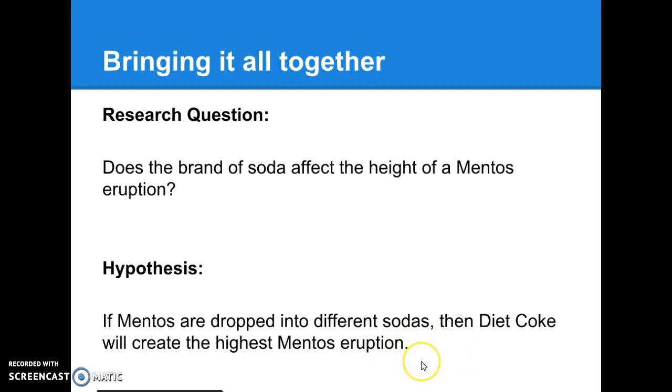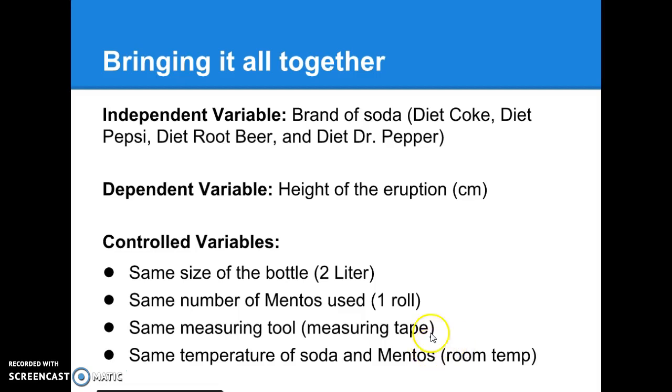If you said because, you'd be correct. You want to make sure you have your because statement in here. Why do you think Diet Coke will create the highest eruption? Because Diet Coke contains aspartame? I don't know, that could be part of the hypothesis.